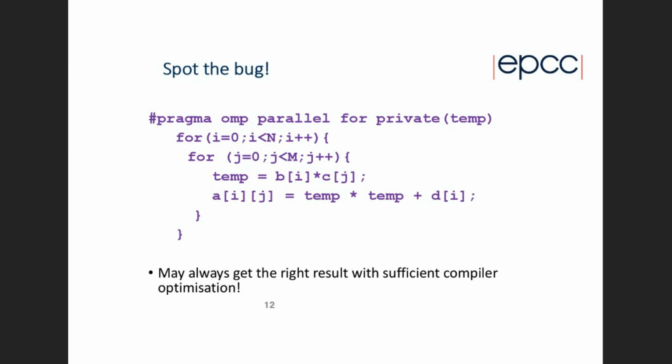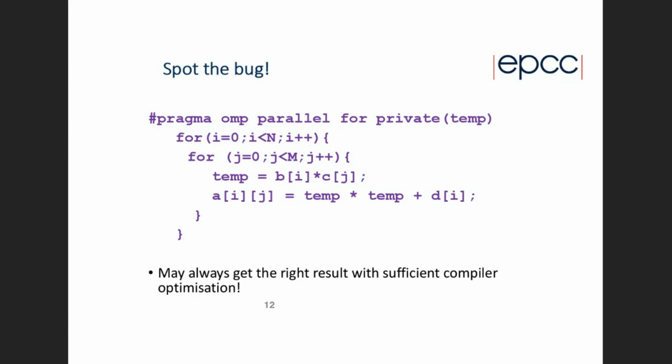So I say this is a bit of an artificial example here. Can anyone spot what the bug is in this example? Yeah, A is shared by default, but that's okay because different threads are going to write different parts of A. And Tom says I and J are shared. That's almost the right answer. I will be private by default because it's the parallel loop iterator, but J isn't. So absolutely right, J is shared by default here.